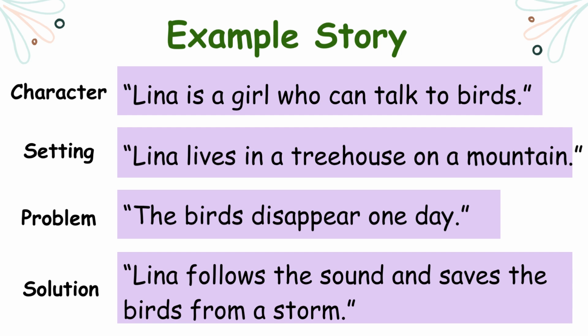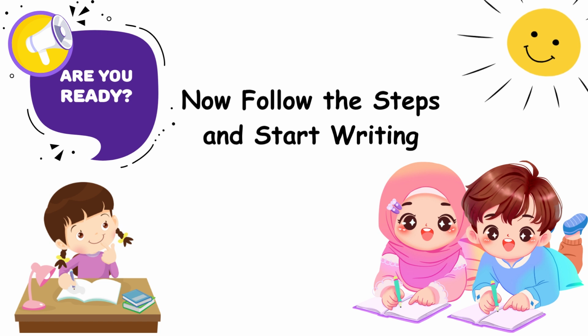Example story. Character. Lena is a girl who can talk to birds. Setting. Lena lives in a treehouse on a mountain. Problem. The birds disappear one day. Solution. Lena follows the sound and saves the birds from a storm.